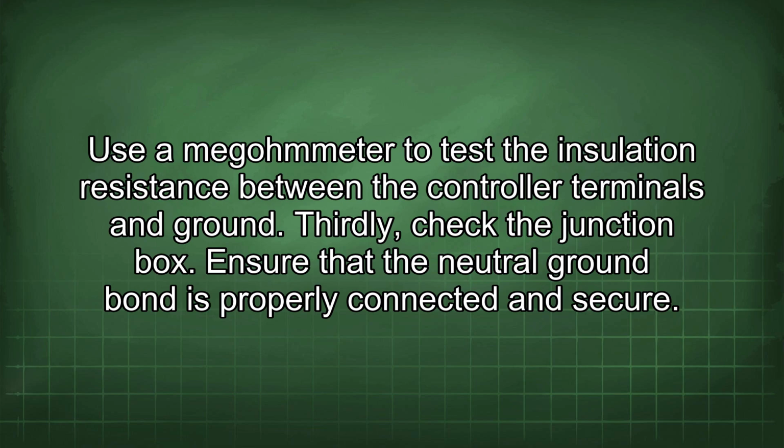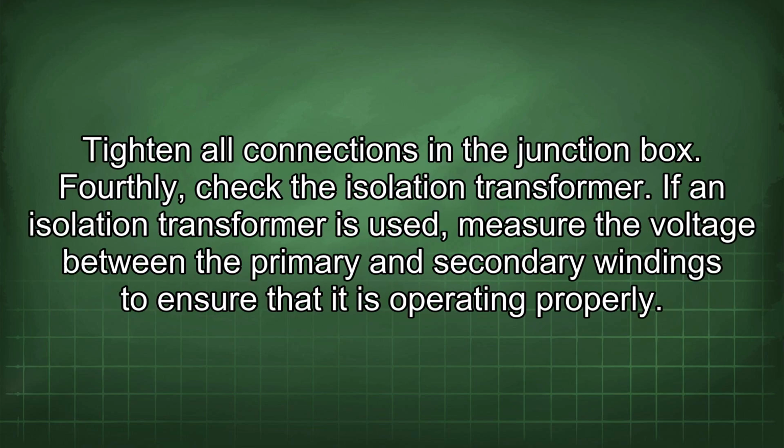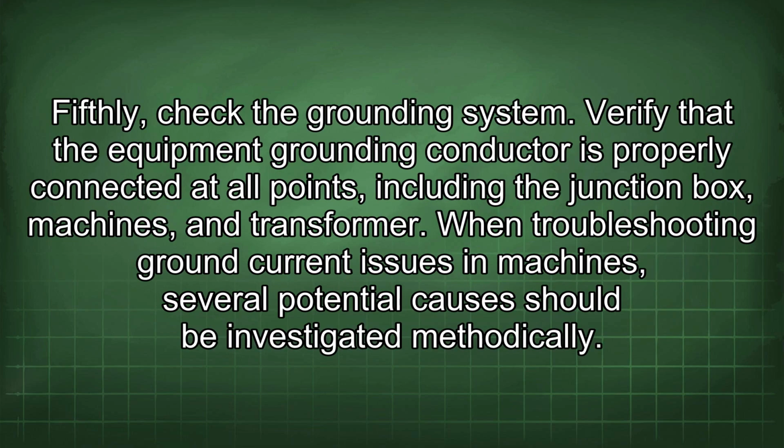Thirdly, check the junction box. Ensure that the neutral ground bond is properly connected and secure. Tighten all connections in the junction box. Fourthly, check the isolation transformer. If an isolation transformer is used, measure the voltage between the primary and secondary windings to ensure that it is operating properly. Fifthly, check the grounding system. Verify that the equipment grounding conductor is properly connected at all points, including the junction box, machines, and transformer.